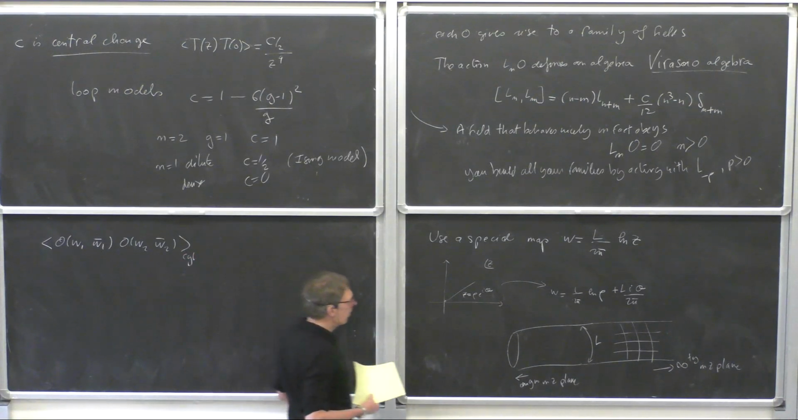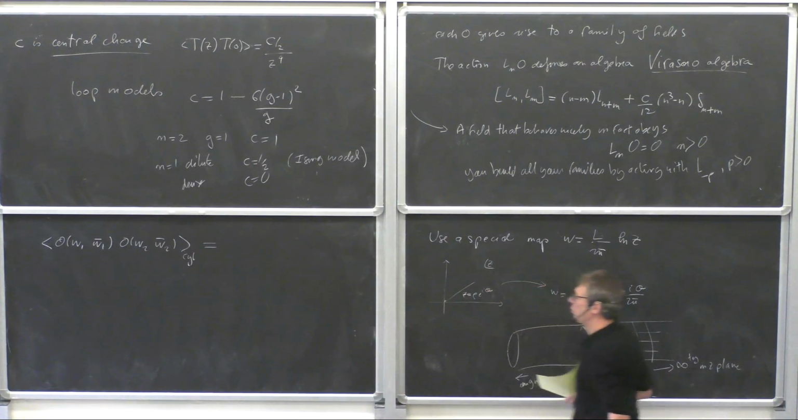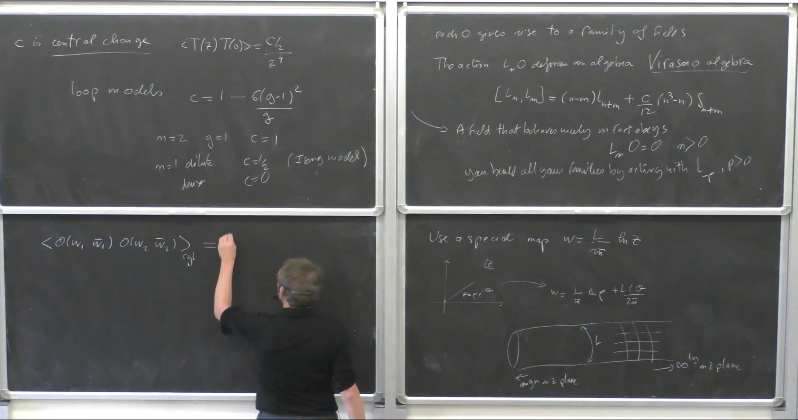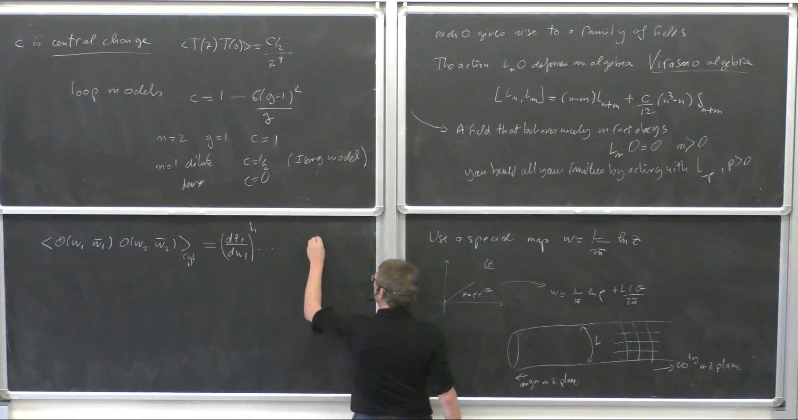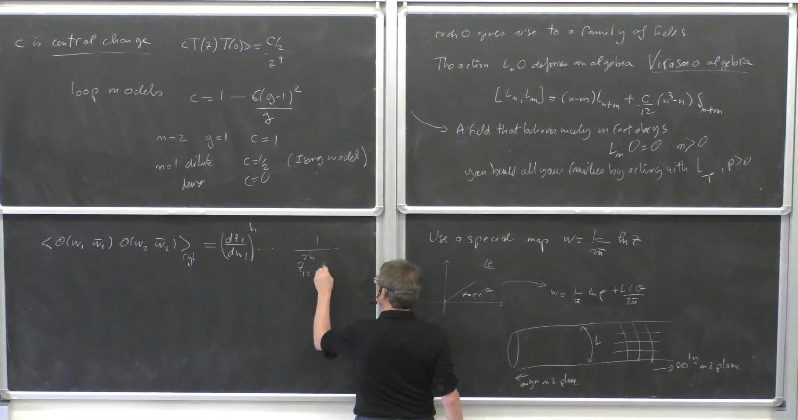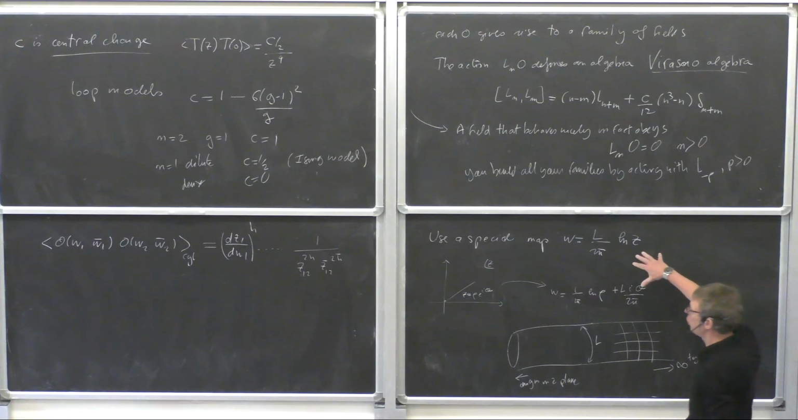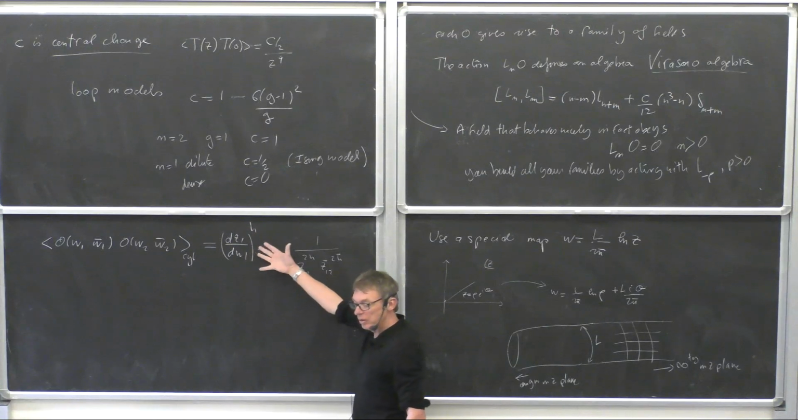Now the conformal map maps the plane onto the cylinder, so in practice I calculate the two-point function on the cylinder as, well, the usual formula, dz1 over dw1 to the h, times the correlation function in the plane. Oh, but the correlation function in the plane, I know what it is. It's 1 over z12 to the 2h, 1 over z bar 12 to the 2h bar. So I can calculate the correlation function on the cylinder. All I have to do is replace z by w on the right-hand side and calculate dz over dw.